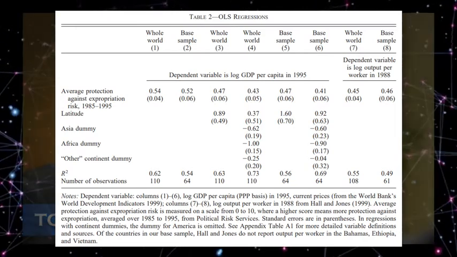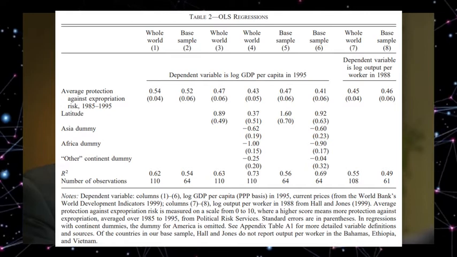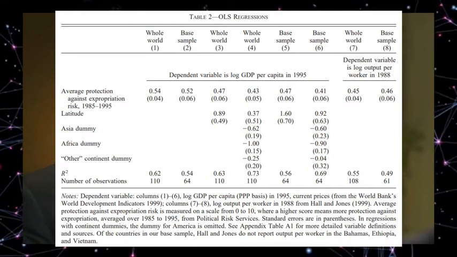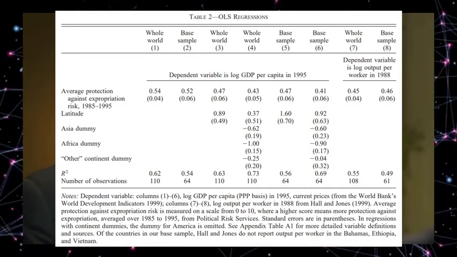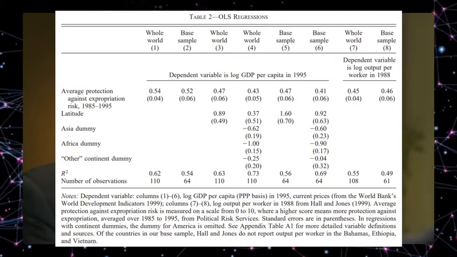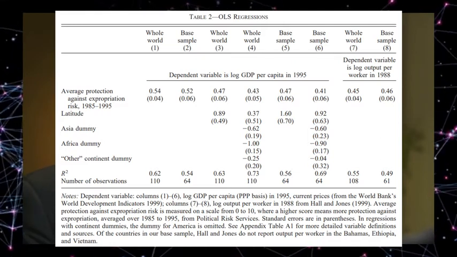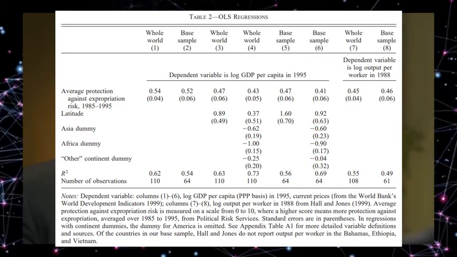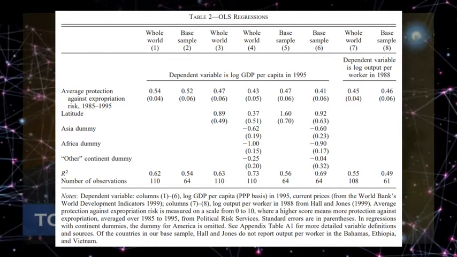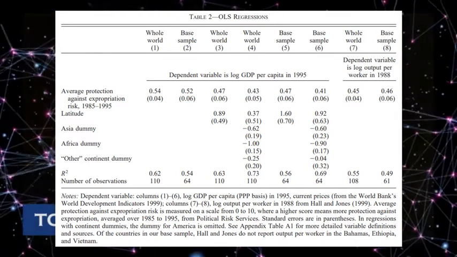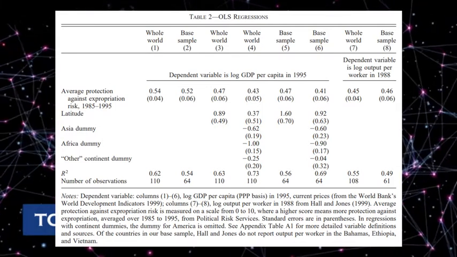To control for this, in columns 3 to 6, we add latitude as a regressor. We follow the literature in using the absolute value measure of latitude, that is, distance from the equator, scaled between 0 and 1. This changes the coefficient of the index of institutions little. Latitude itself is also significant and has the sign found by the previous studies.